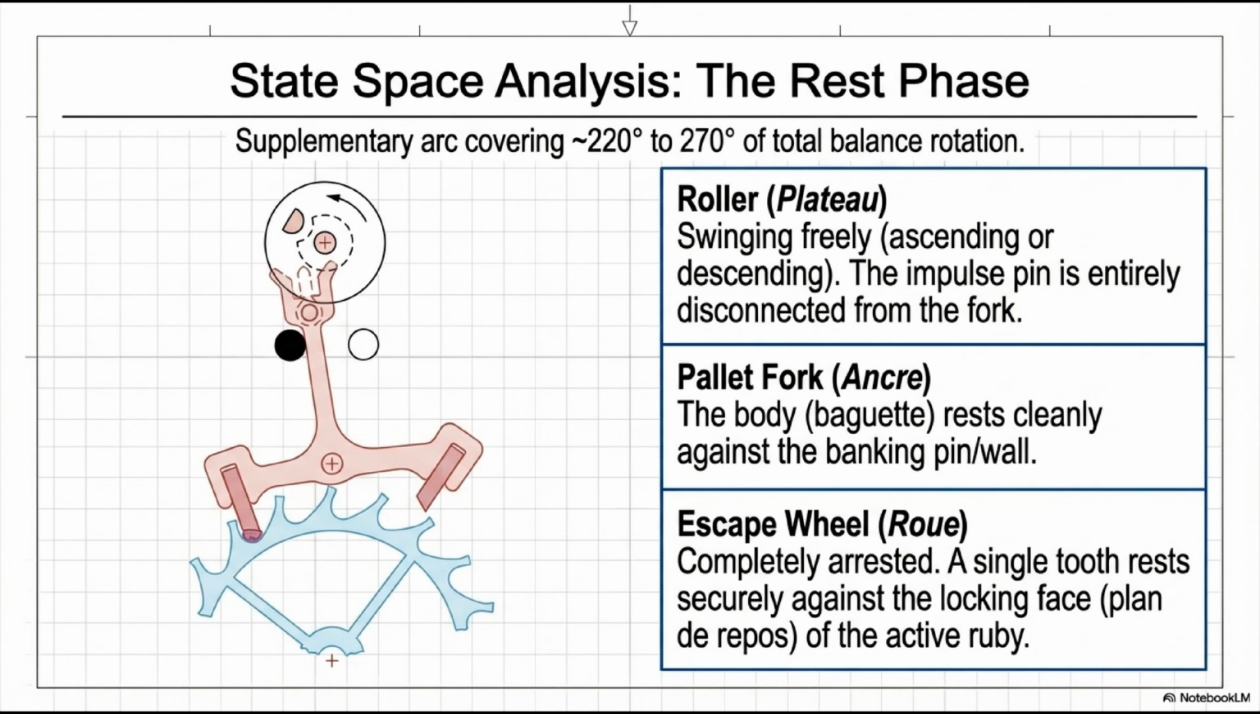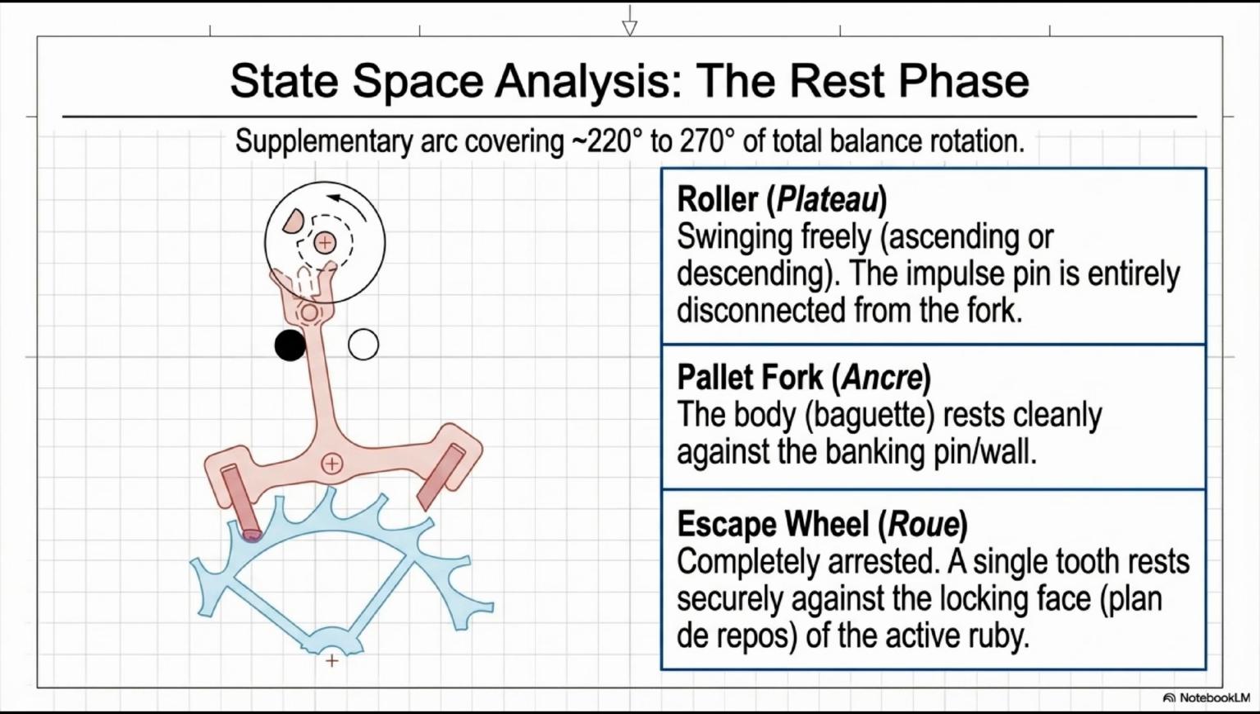The fork isn't just sitting passively, it's being actively held there by the draw force. As long as the mainspring has energy, the escape wheel tooth presses against the pallet stone locking face, generating a torque that pulls the fork against its pin. And the escape wheel is completely arrested. One tooth is locked solidly against the locking face, plan de repose, of the active ruby pallet stone. The wheel doesn't drift or creep. It's frozen. This is the essence of Class 3 freedom.